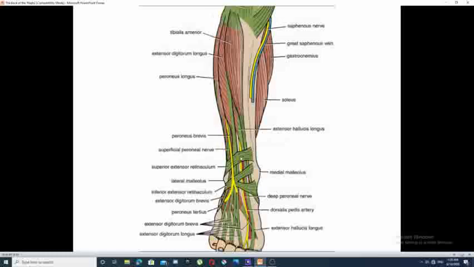And here you can see another figure for the anterior tibial artery as it passes in front of the ankle joint, and where it becomes superficial, easily palpated through the skin.